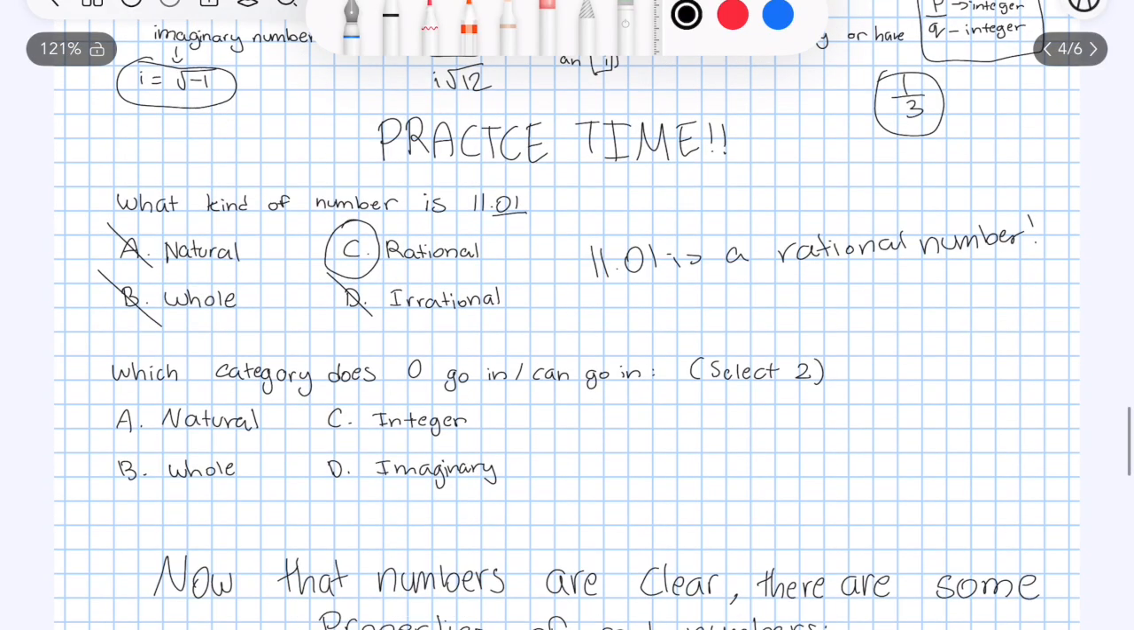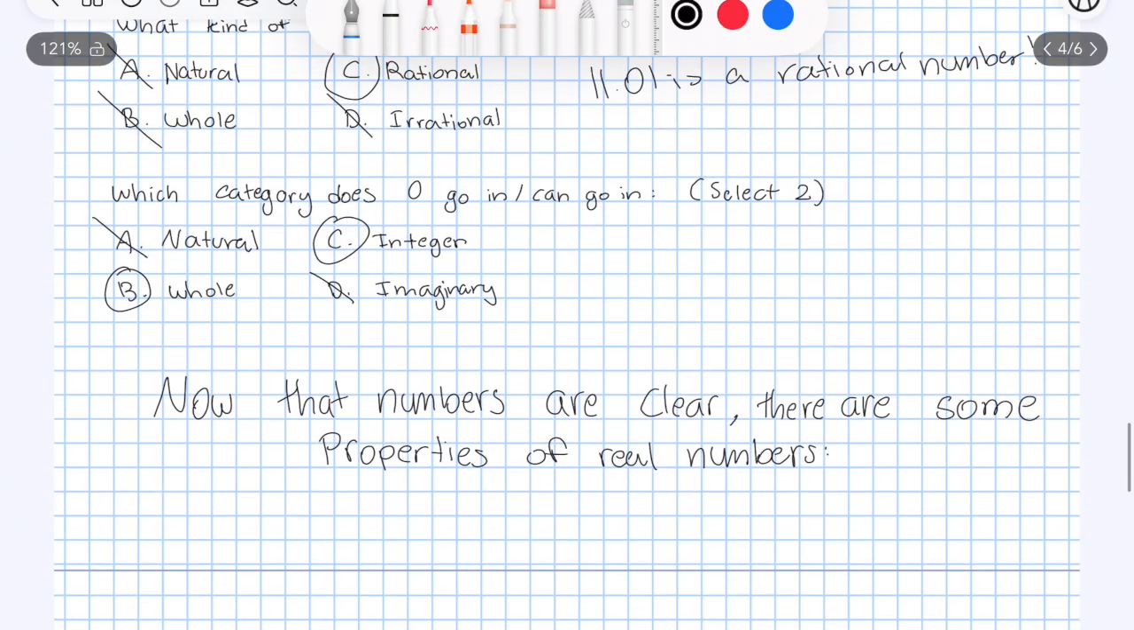Which categories does 0 go into? Select 2. Is 0 an imaginary number? Does it have an i in it? No. So we can cross that off. Is 0 a counting number? 0 is not a counting number, so it can also be crossed off from natural. And that leaves the remaining 2, whole and integer numbers.